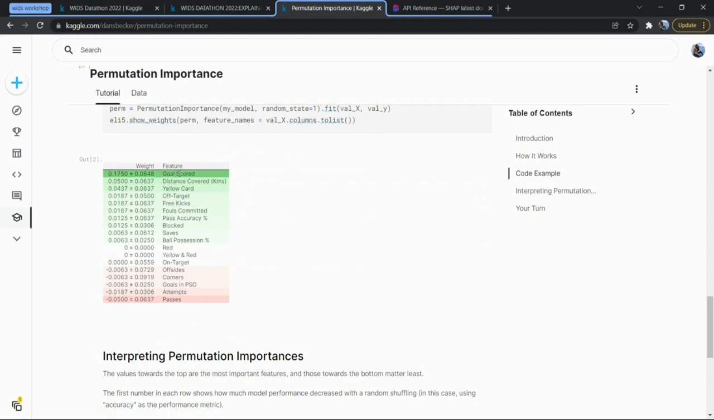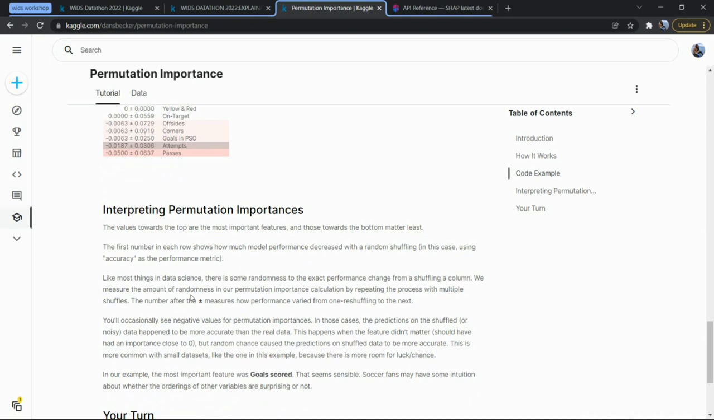So in the green, what you see are the features with the highest importance, where shuffling had a terrible impact on the accuracy of the model. And in the red, you see the features that actually affected the model in the opposite way: shuffling them increased the accuracy because these features had no importance. By random shuffling, it happened that the predictions on the shuffled data were more accurate than on the real data. So this happens when the feature didn't matter, that is, importance close to zero, but random chance caused the predictions on the shuffled data to be more accurate.